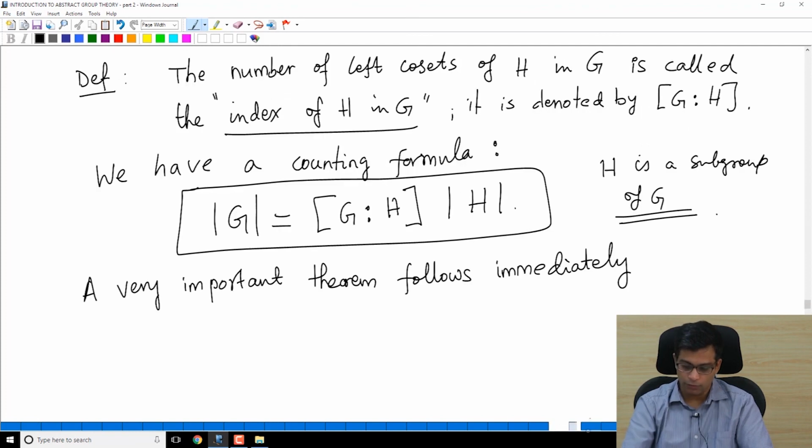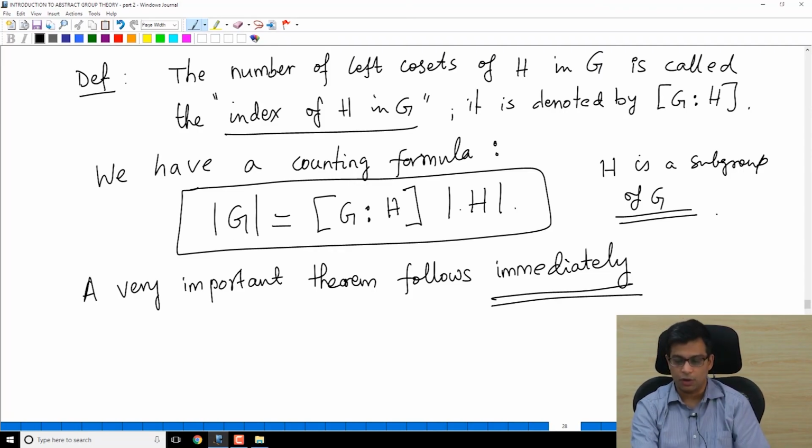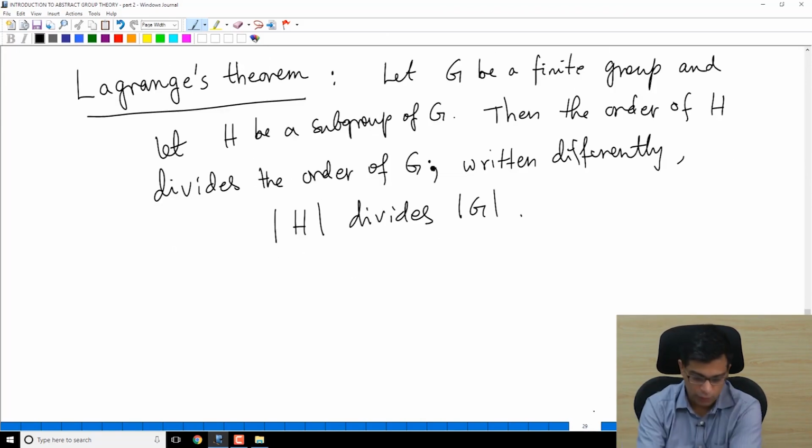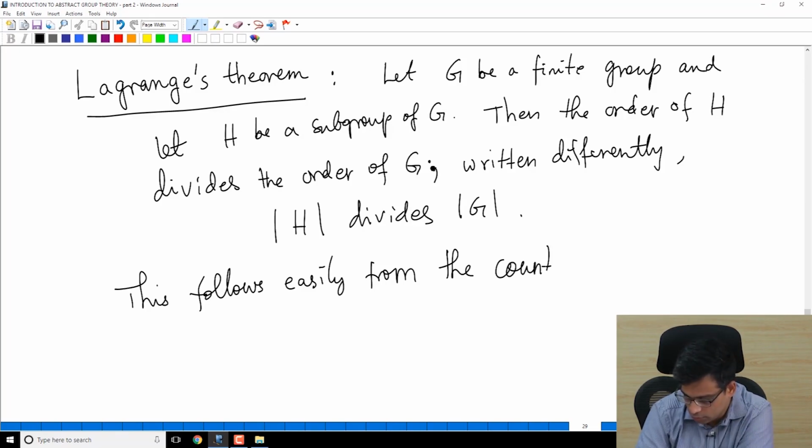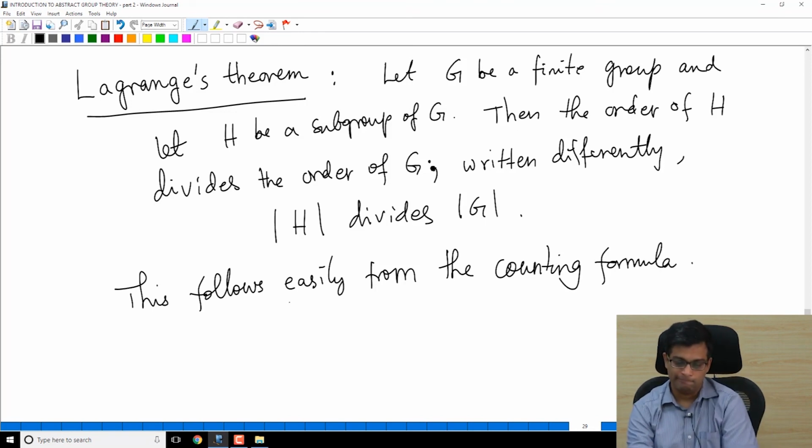And what is the proof? It immediately follows, as I said, from the counting formula, because the order of G is something times the order of H. We actually know what this number is, but it's immaterial for Lagrange's theorem, right? This follows easily from the counting formula, correct? Because the order of G is the product of the order of H and something else. So that means the order of H divides the order of G.